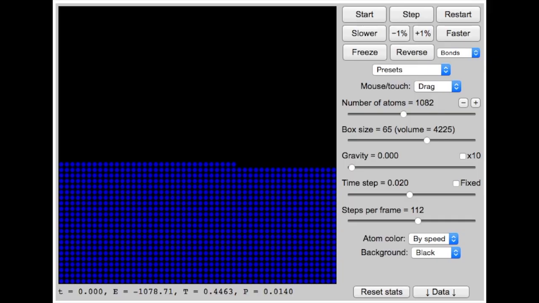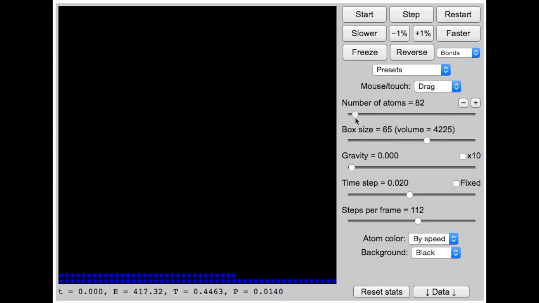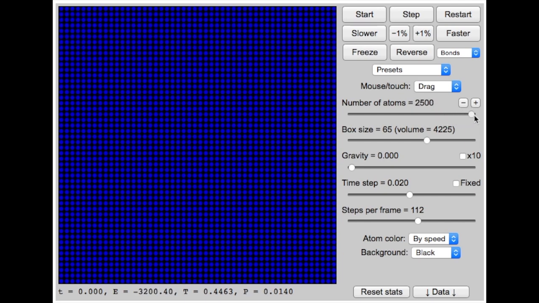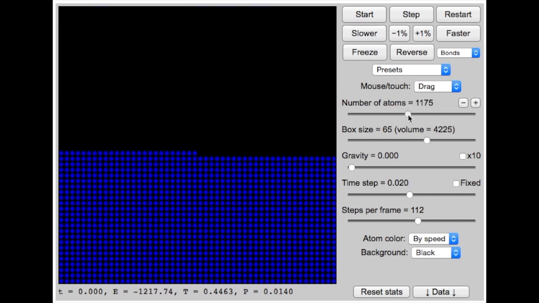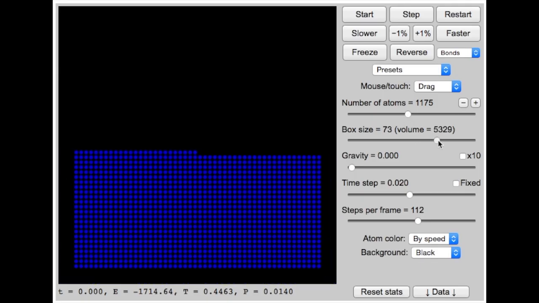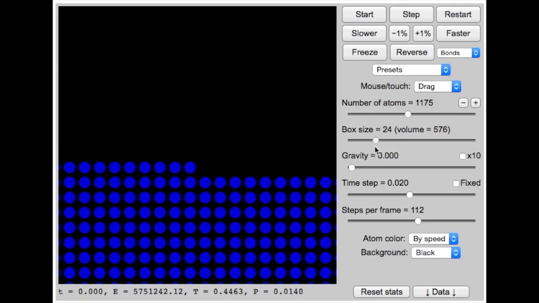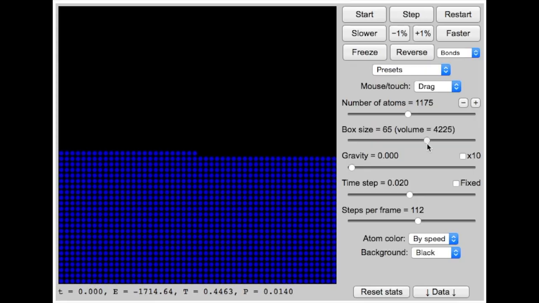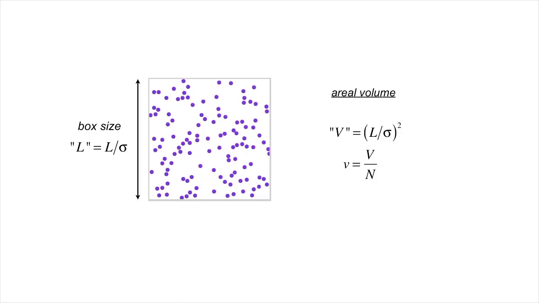As with any isolated system, we only have control over 3 things. The first is the total number of molecules, n, which we can vary from 1 to 2,500. The second is the volume of the system, v, which we can adjust by changing the size of the square box containing the molecules, measured in numbers of molecular diameters. Note that because this is a 2D simulation, volume is an areal volume equal to the square of the size of the box. Likewise, the surface area of the inside of the box is a lineal area equal to 4 times the box size.